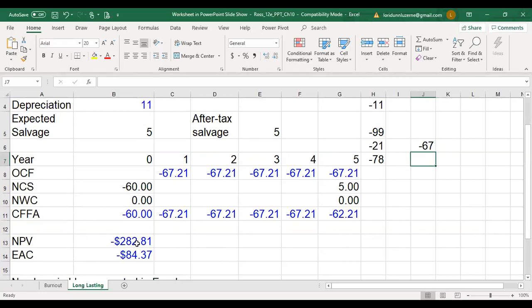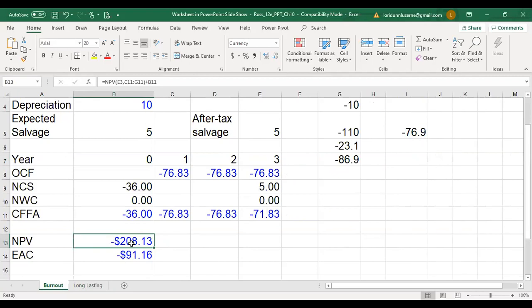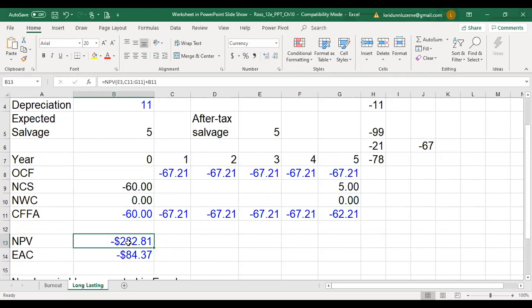Now find the net present value of each of those cash outflows in our case with that initial cost. So net present value for this would be 282.81. Now we don't sit here and go, oh wait, burnouts is 208.13, their negative and net present value is less than the long lasting. We can't, because we're looking at different economic lives.